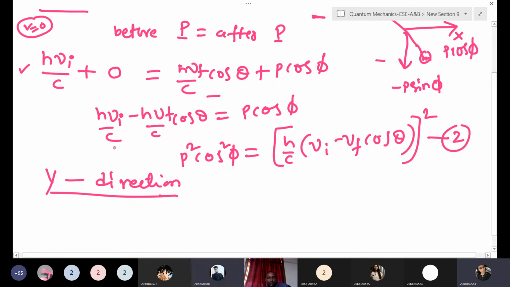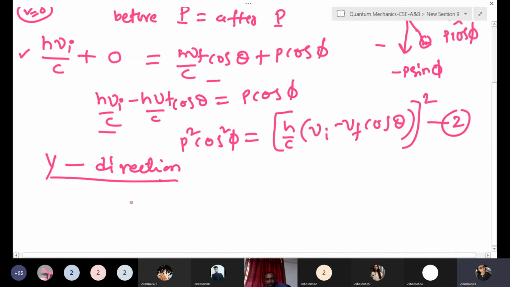Just before we have written h nu by c, right? Yes sir. Initial momentum is equal to final momentum. Initial momentum equal to final momentum. That is okay.